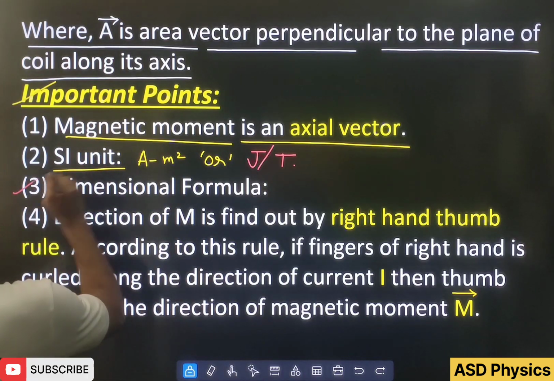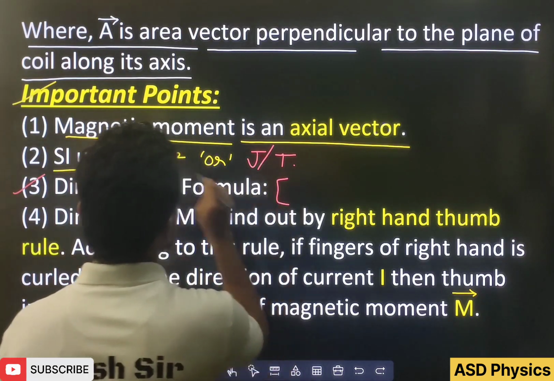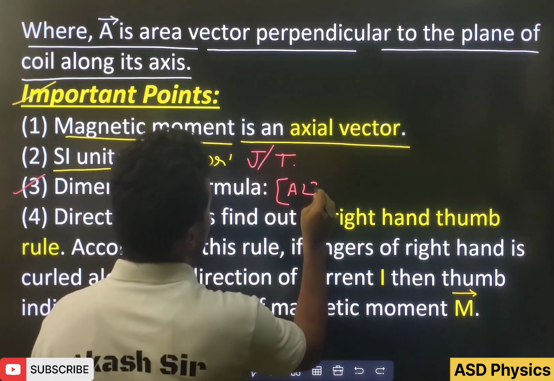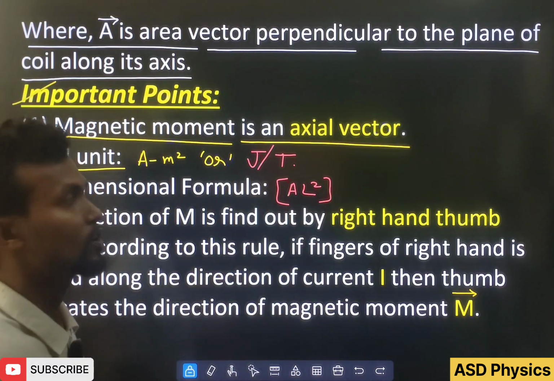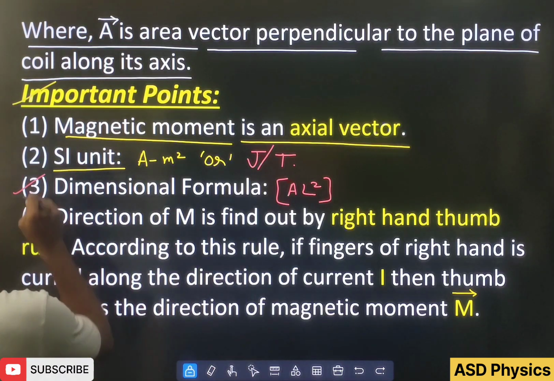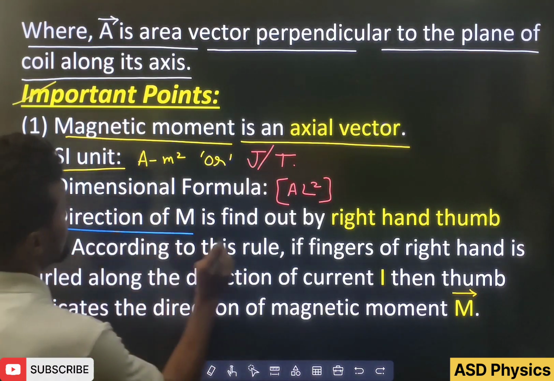Okay, see, dimensional formula. The dimensional formula is given by this. This is the current, so A meter square means L square. So A L square is what? Dimensional formula. Okay. Now the third point is very, very important. See, this further point, fourth point, see.